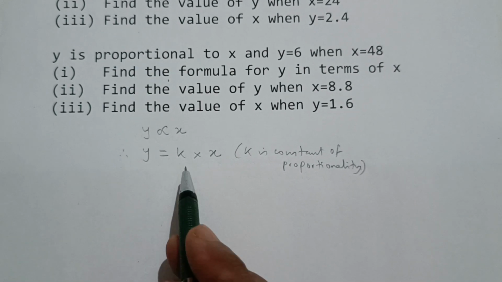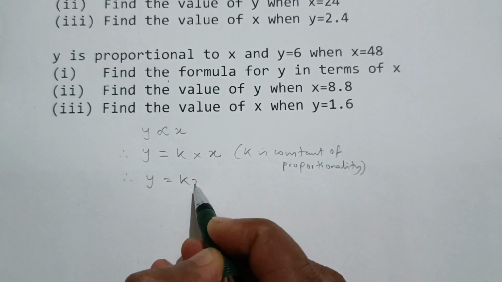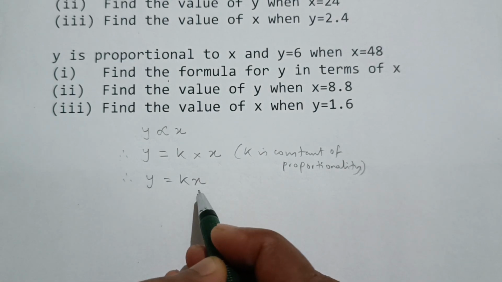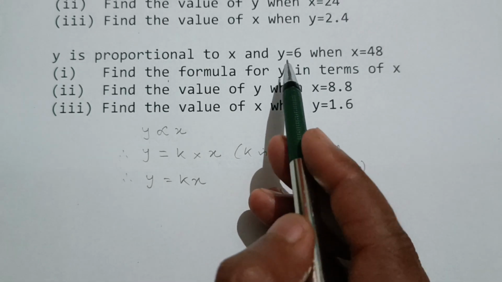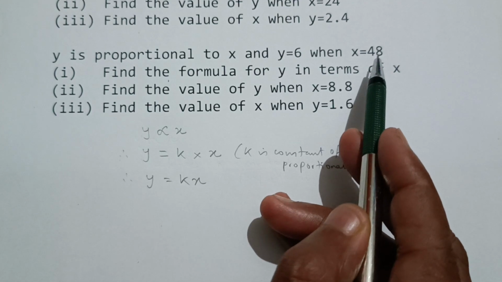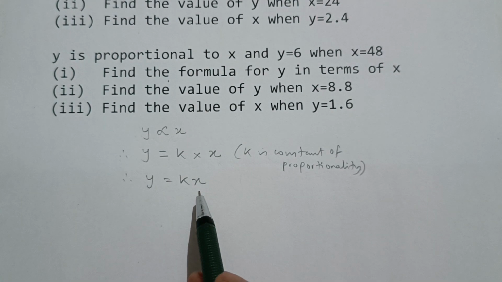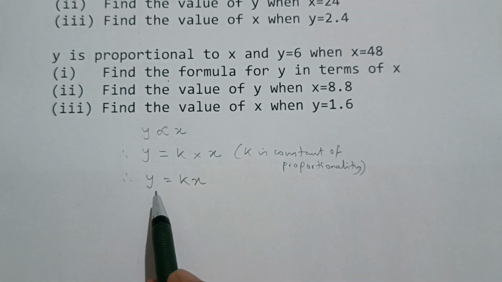Now y equals k multiplied by x. So that means y equals kx. K multiplied by x is kx. So y equals kx. Now we have been given that y equals 6 when x equals 48. So when the value of x is 48, the value of y becomes 6.